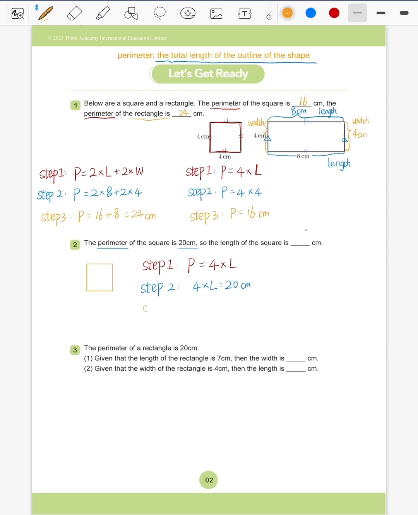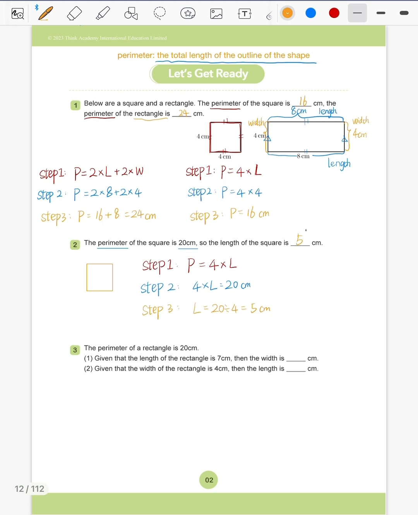And then we can go to step 3, do the calculation. So 4 times a number will equal 20. So what's the number? It will equal 20 divided by 4. So it will be 5 centimeters. So we can solve it out. The length of the square is 5 centimeters.